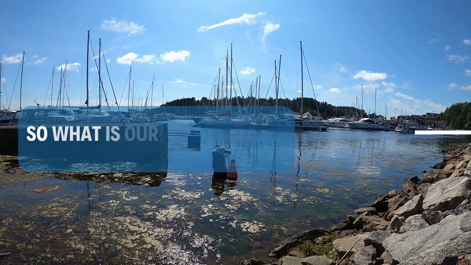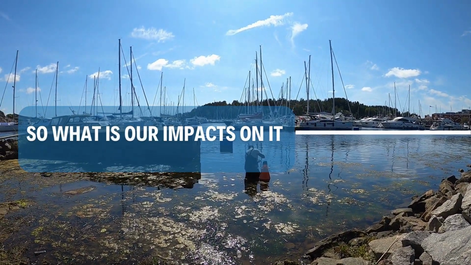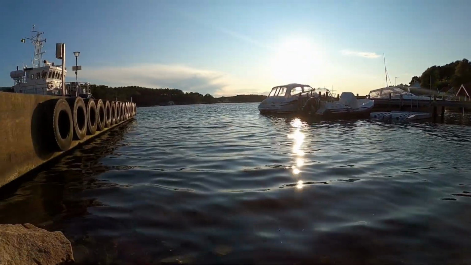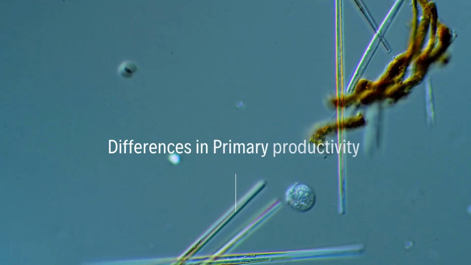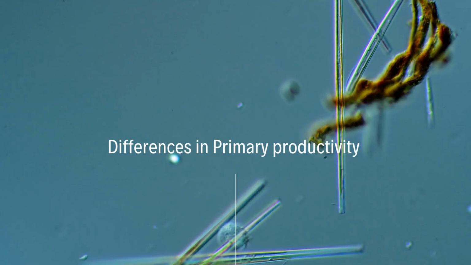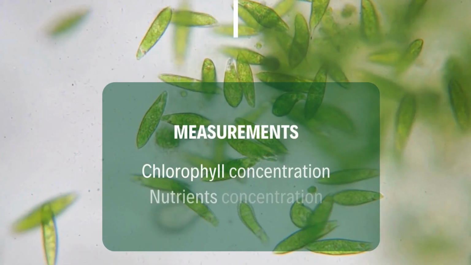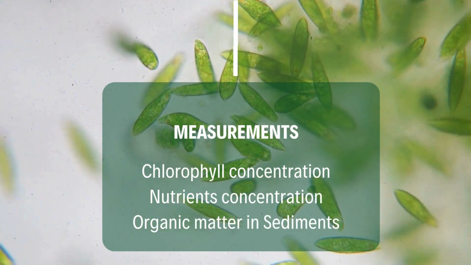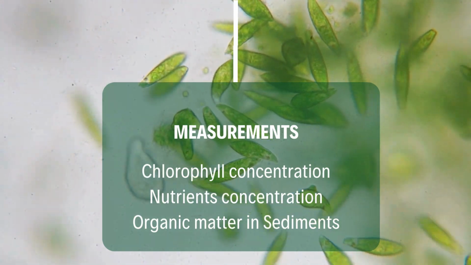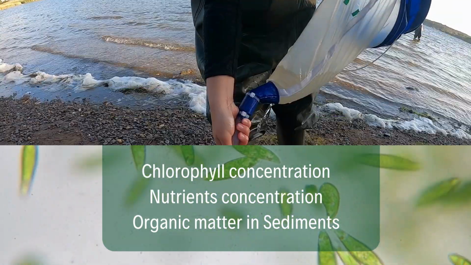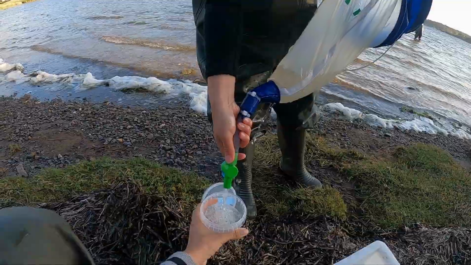So, what's your impact on it? Let's take a look and compare areas with and without people and see if there are differences in the primary productivity between them. For each site, let's measure the chlorophyll to estimate the quantity of phytoplankton, the nutrient concentration, and the organic matter in sediment scores as an indicator for the contamination of each site.